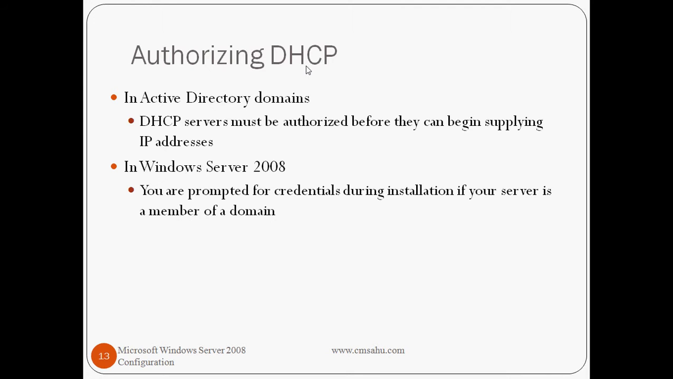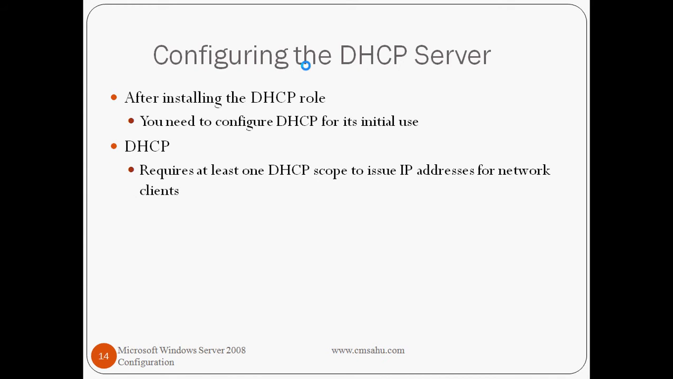So this is a simple process. When we configure, definitely we will understand. So configure the DHCP server. How? After installing the DHCP role, you need to configure DHCP for its initial use. After configuring the DHCP, you need to create scope, lease, reservation, these settings have to be done. So DHCP requires at least one DHCP scope to issue IP addresses to network clients.